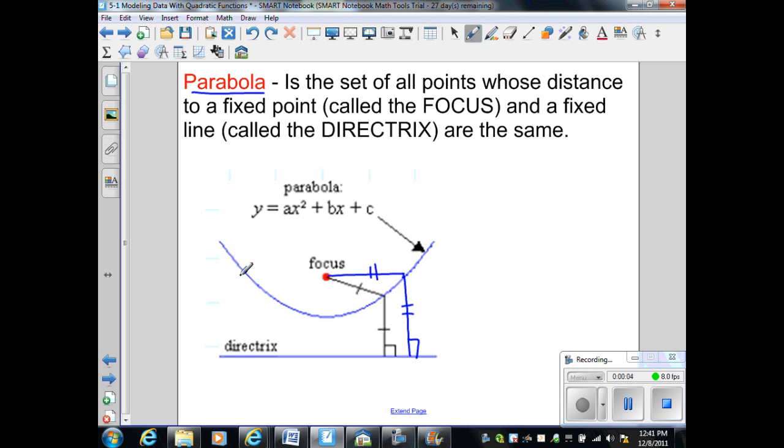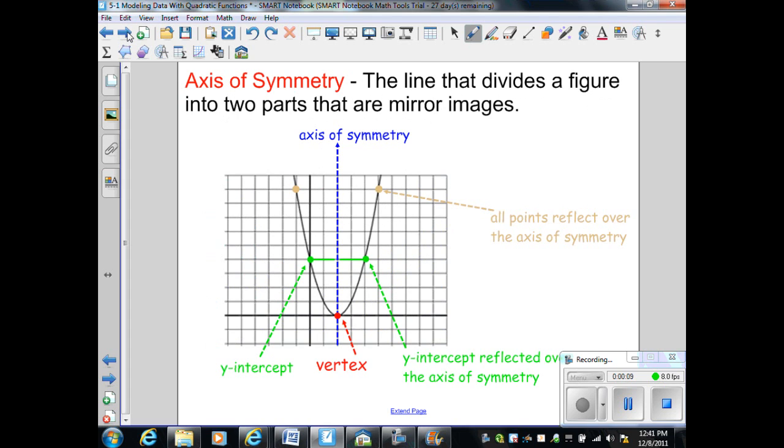This section will not go much deeper on the focus or the directrix, but we will identify other definitions of a parabola. Here we have the axis of symmetry. The axis of symmetry is a line that divides a figure into two parts that are mirror images. Here, our axis of symmetry is in blue. Notice every point on the left is mirrored or reflected over the axis of symmetry the same number of units away. 1 unit here and 1 unit here. That occurs all the way on each side of the parabola.